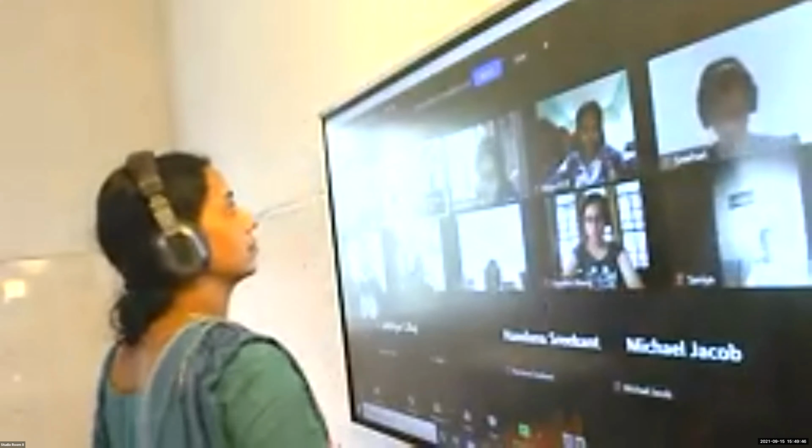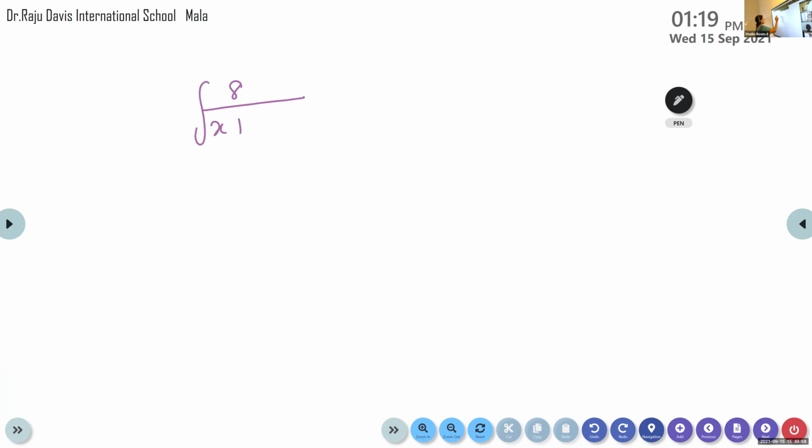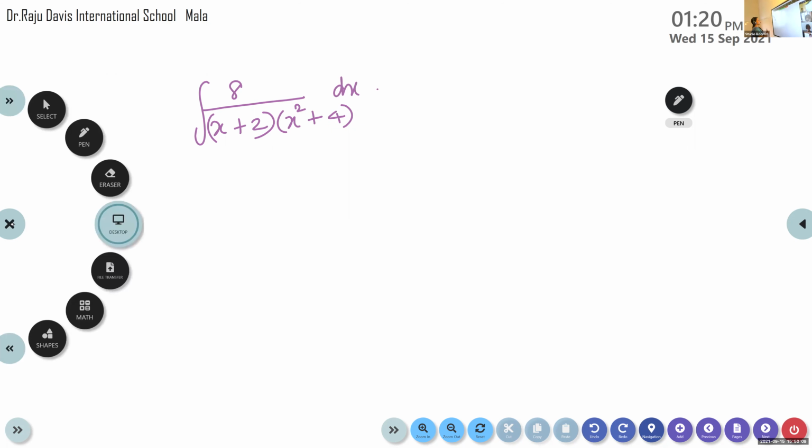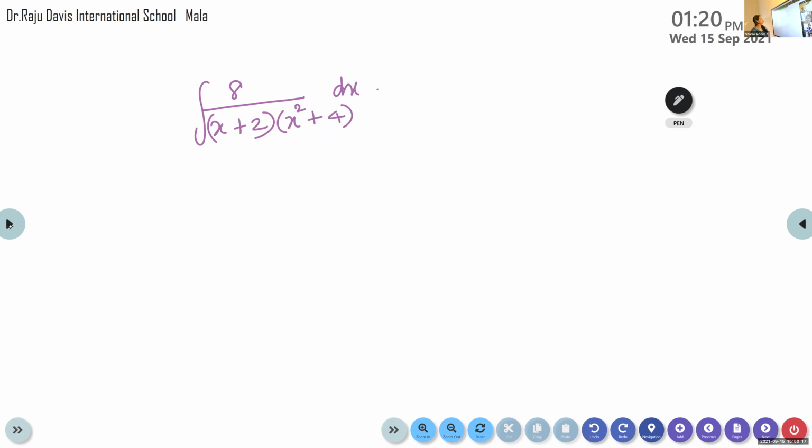Write the question. Integrate 8 by (x plus 2) into (x square plus 4) dx. Integrate, sorry, not x by 8. It is 8 by (x plus 2) into (x square plus 4) into dx.